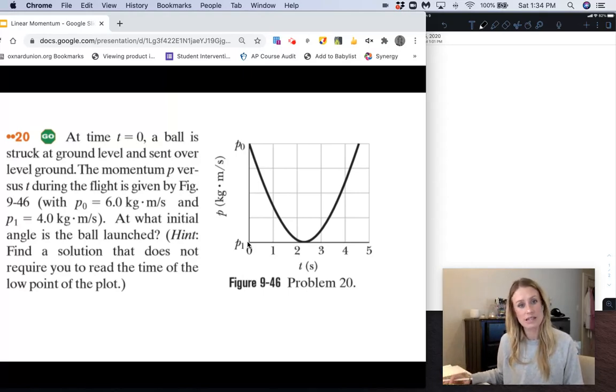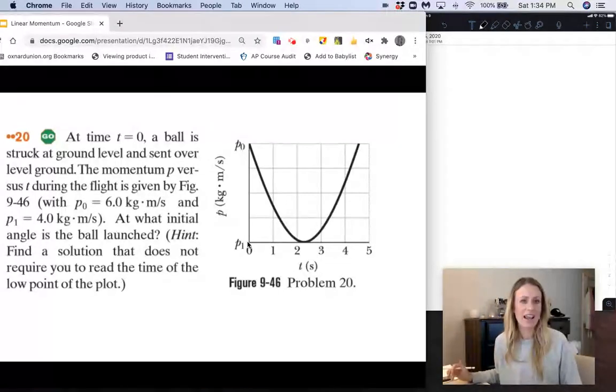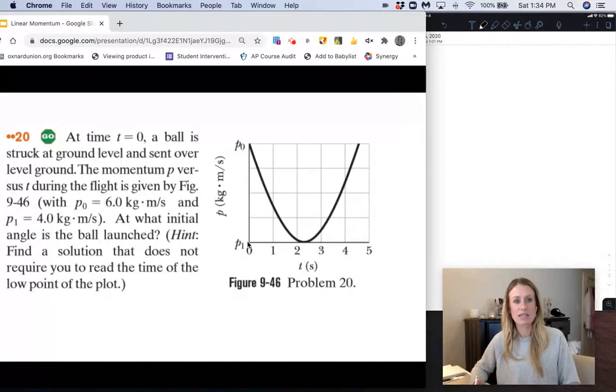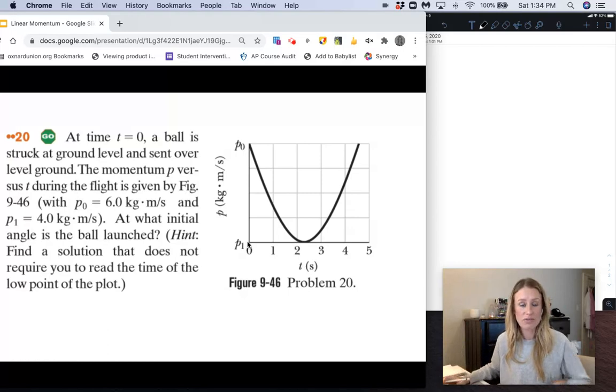At first glance, this seems like a very complicated problem. You're kind of like, I'm not given very much information, and how am I supposed to find what initial angle this ball is launched at? However, it's actually a very simple problem because all we have to remember is that momentum, just like velocity, is a vector, and the momentum vector is in the same direction as the velocity vector.